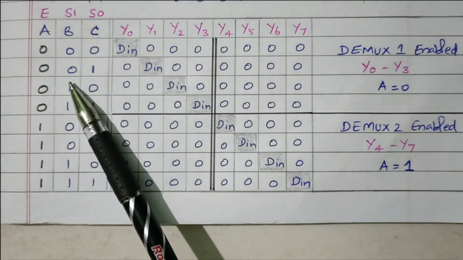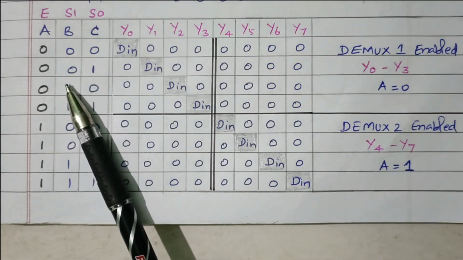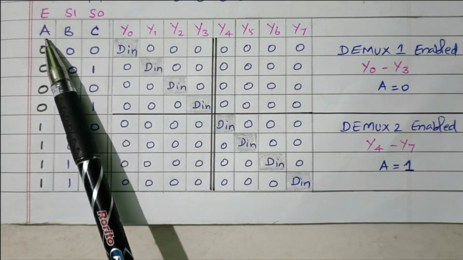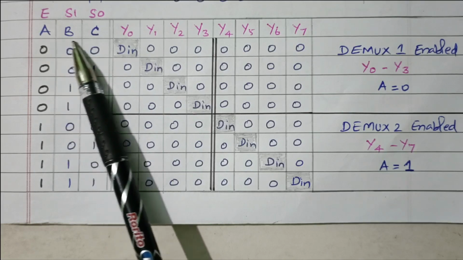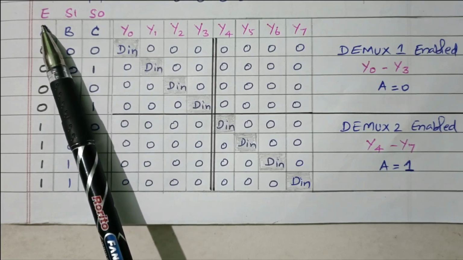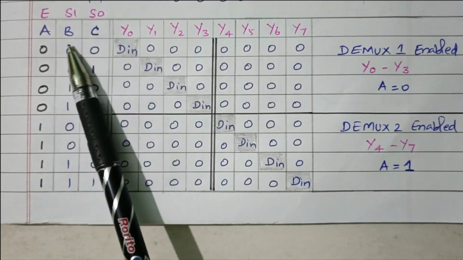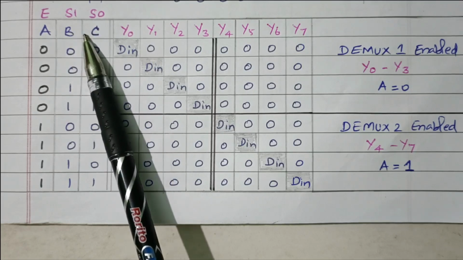So this is the truth table of the 1:8 demultiplexer using 1:4 demultiplexers. Let's see the three selection lines A, B, C, the three inputs of the 1:8 demultiplexer. In that, A is used for enable. B and C are used as S1 and S0, the selection lines, right?